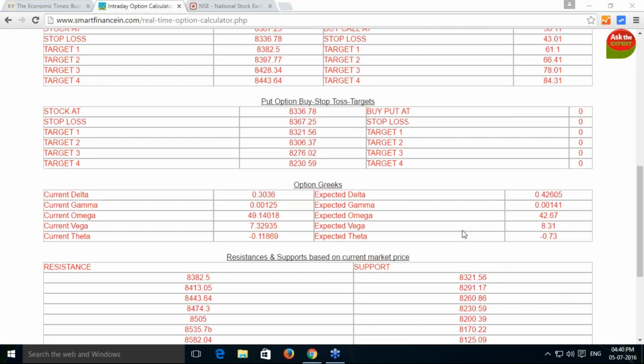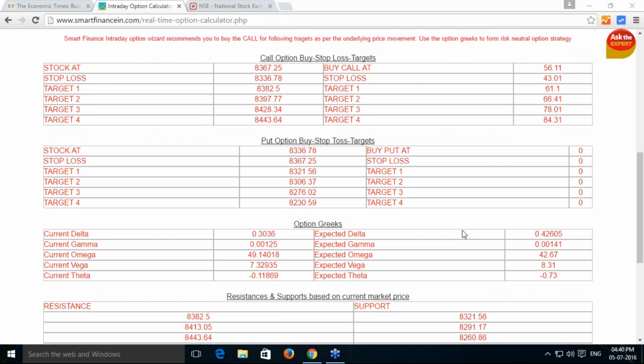And this is a tool based on the binomial option pricing model. Besides your option premium info, it gives you the option Greek info also. Currently, based on the premium of 51 rupees and 80 paisa, which is the last traded premium taken from the NSE site, its delta is 0.3, gamma is 0.0125, and other Greeks are given here: Vega, gamma, theta.